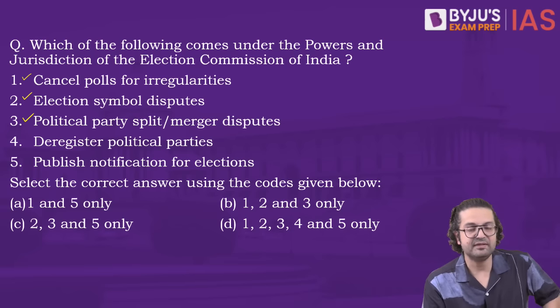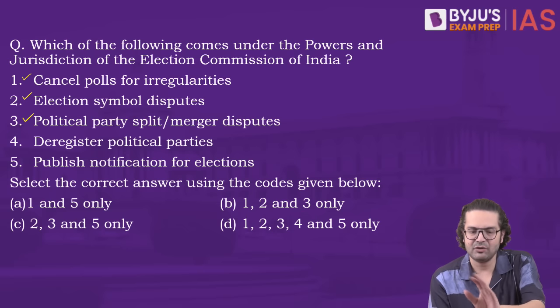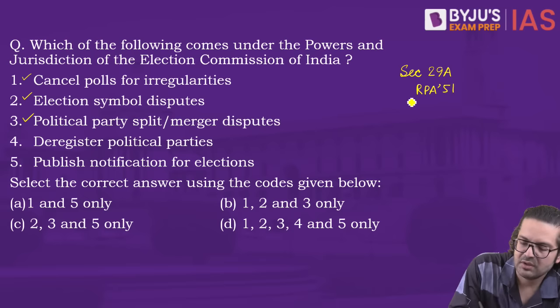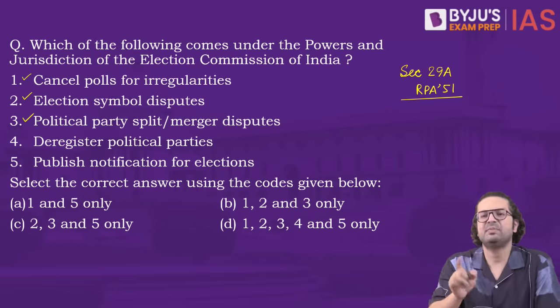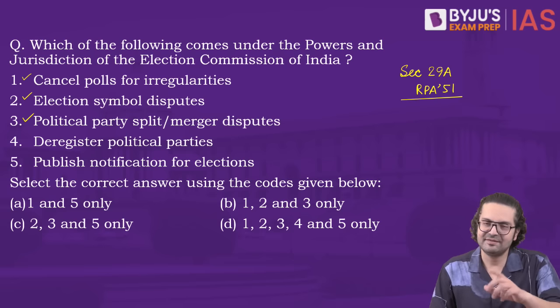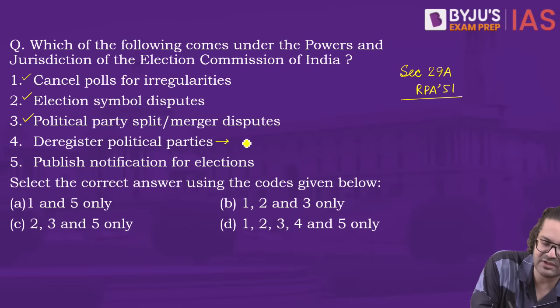Deregister political parties. See, registration of political parties is done by the ECI, Section 29A of the RPA. Registration of political parties comes under the control of the Election Commission of India. The question is, who will deregister these parties if required? So it is not the ECI but the central government. But yes, on the recommendation of ECI, but this is actually done by the Government of India, on ECI's recommendation, which is not binding, but still.